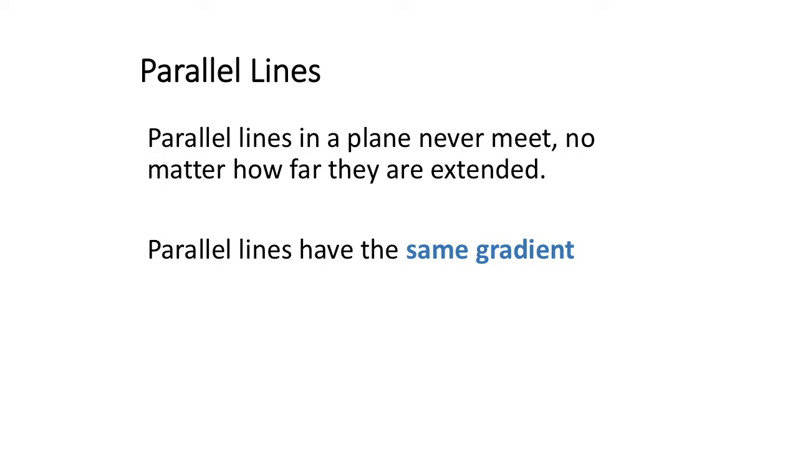To be able to identify whether two lines are parallel to each other, they've got to have the same gradient. If they don't have the same gradient, then there will be a point of intersection at some point when you graph them, and they will not be parallel. So to be parallel lines, they need to have the same gradient. Let's have a look at a couple of examples of parallel lines.